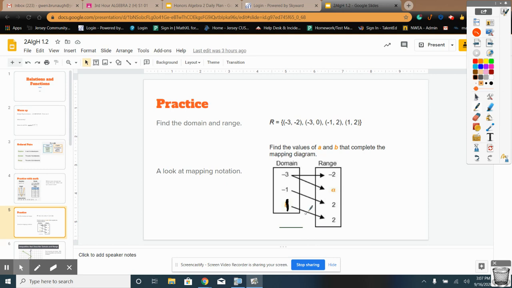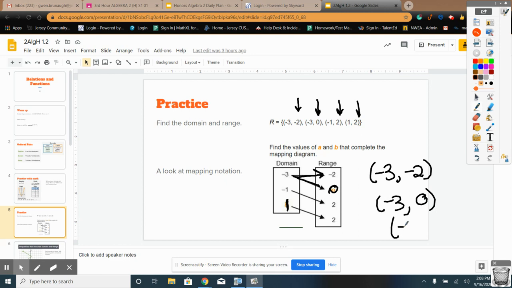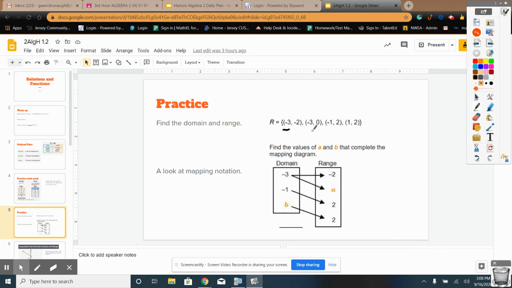And then the y values show up: -2, 0, 2, and 2. So A would be 0 here. These lines represent the mapping that happens. It takes the x value of -3 to -2. The x value of -3 also goes to 0. The x value of -1 goes to 2, and the x value of 1 goes to 2. So this is mapping notation. The domain would show up here. The range would show up here. In the ordered pairs, the domain would be the x values, and the range would be the y.